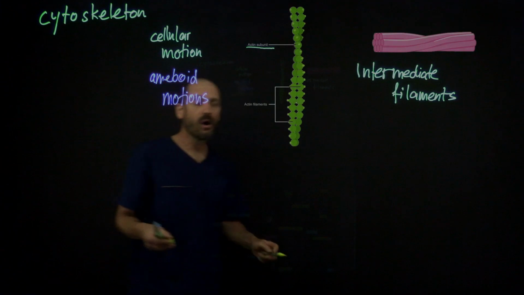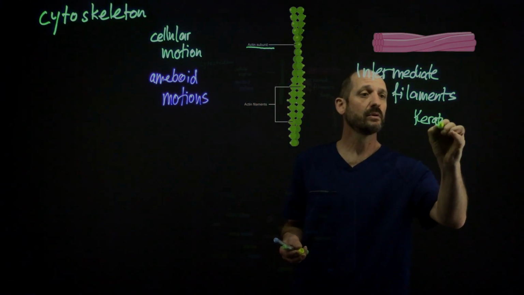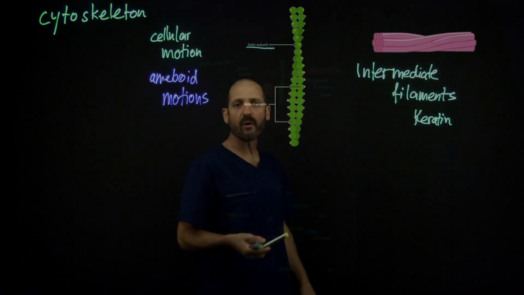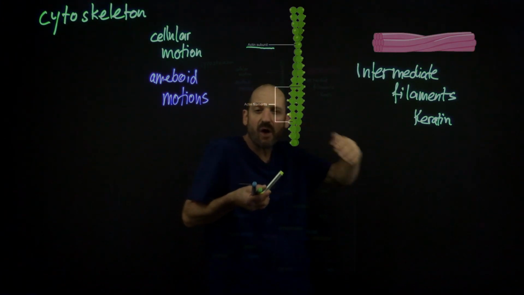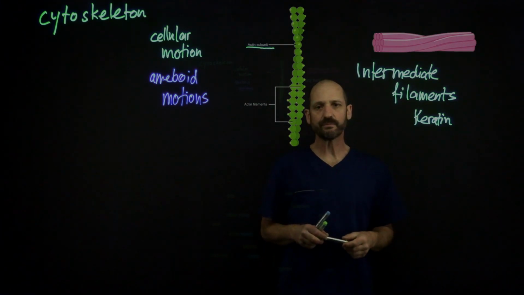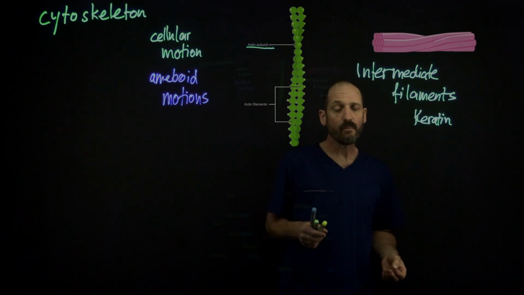Some of them are, for example, keratin. Keratin is one of those proteins. And we know keratin from our skin layer. It makes it tough, leathery and waterproof. And those are intermediate filaments. So they're plentiful also in hair and in nails, wherever we have toughness going on.